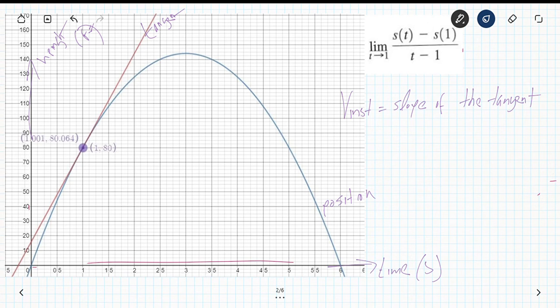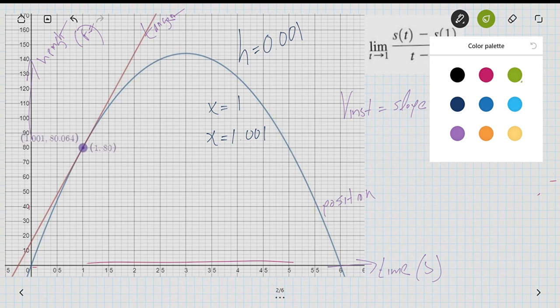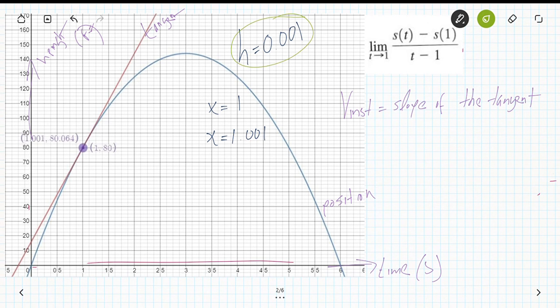Okay, so what could be our step here? Our step has to be very close, so let's say that it's 0.001. Okay, so that relative distance from the 2 points is close to each other. So we're going to choose one of our points to be x equals 1 and another point to be x equals 1.001. Okay, so the distance from those two values is our step. And let's go ahead and label that.